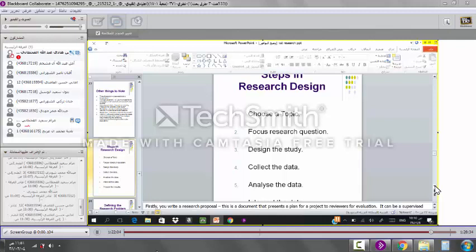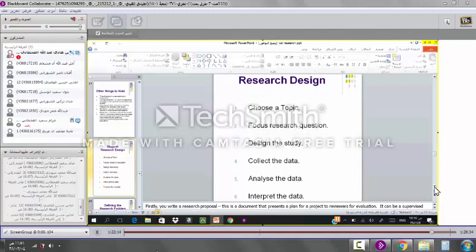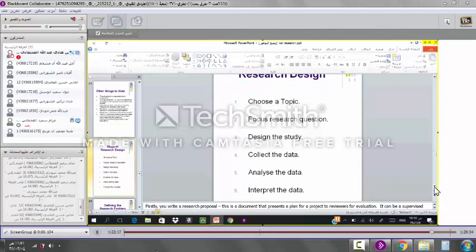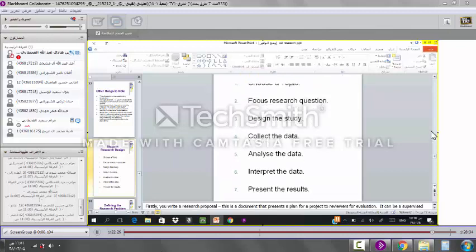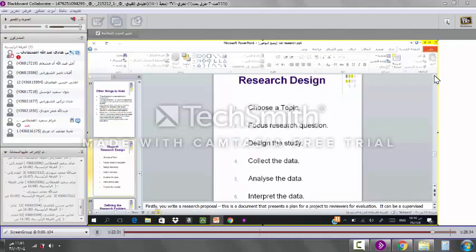There are major research steps that we take in consideration: choosing a topic, focused research question or questions, the design of your study, the data collection process that you're going to follow, data analysis, how you will interpret your data, and how you present your results. Each step requires some form of a workshop. God willing, next time when we meet next week, we'll start with choosing a topic.